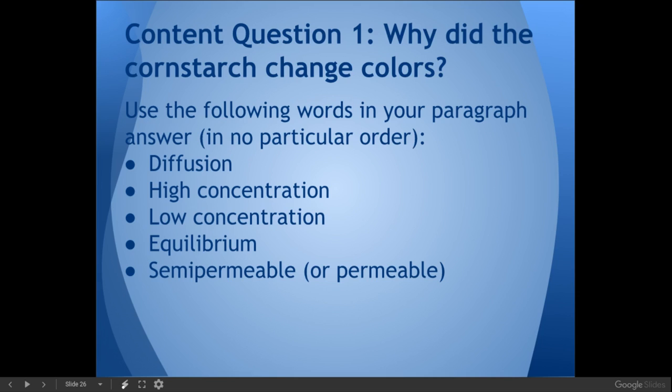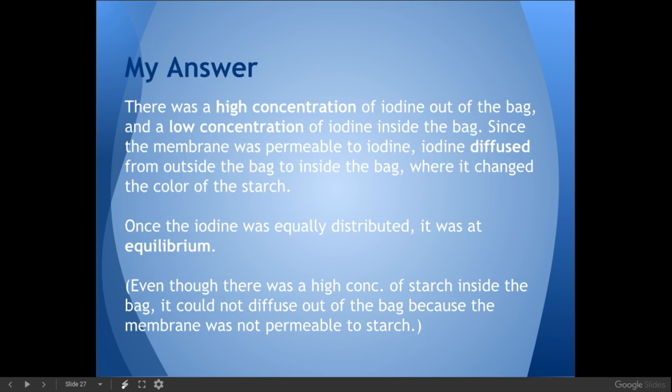So these are the terms that we should be able to use when communicating things like diffusion and osmosis and how things move through membranes. So my answer for that experiment was there was a high concentration of iodine out of the bag and a low concentration of iodine inside the bag. Since the membrane was permeable to iodine, iodine diffused from outside the bag to inside the bag where it changed the color of starch. Once the iodine was equally distributed, it was at equilibrium. So these are the things that we should be thinking about.